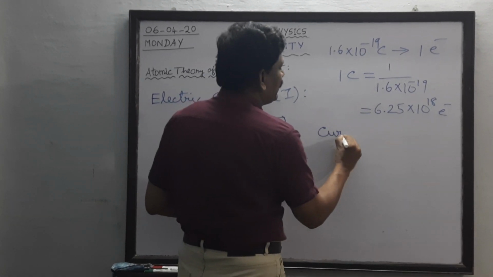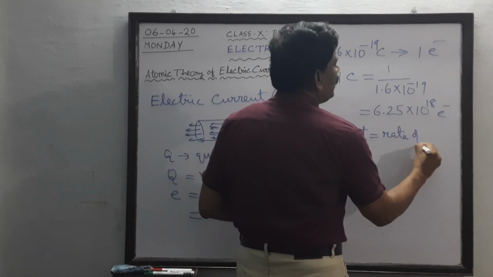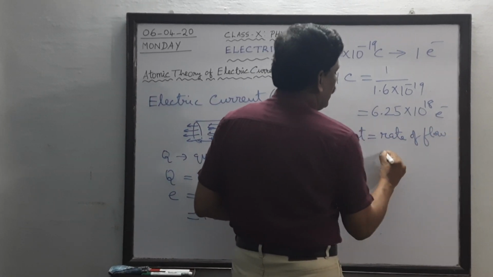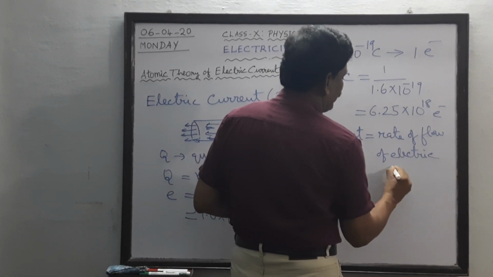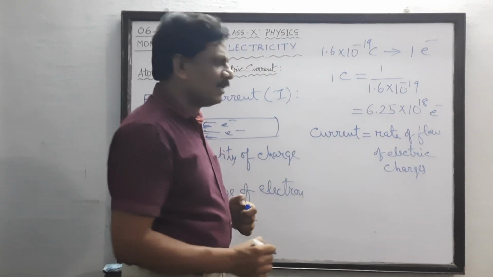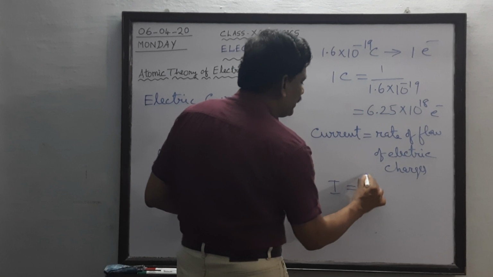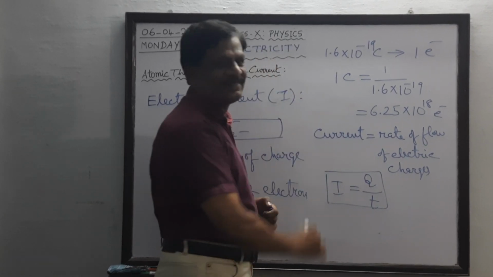So current is defined as what? The rate of flow of electric charges. What do you mean by rate of flow here? That means current is equal to what? Charges divided by time taken.